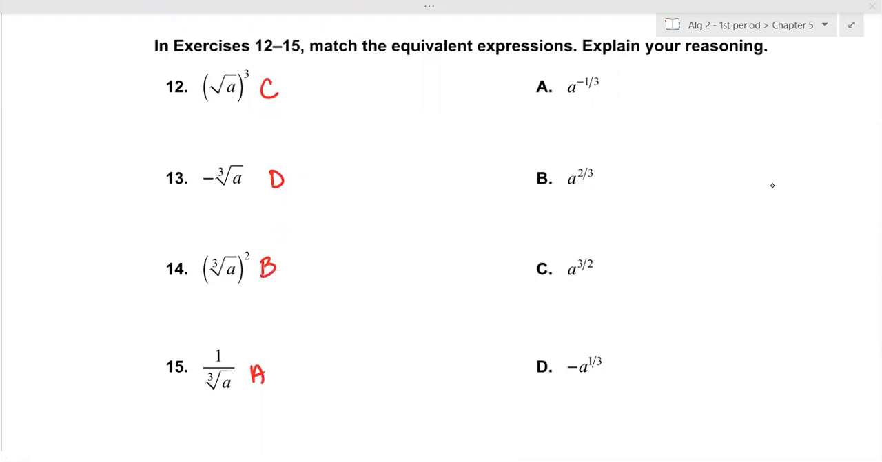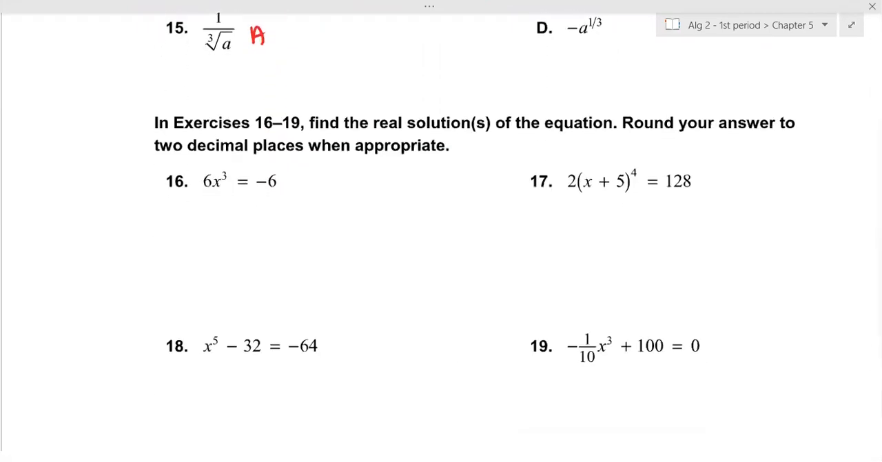And there will be a part 2, which will teach you how to do these last ones, which is solving equations.